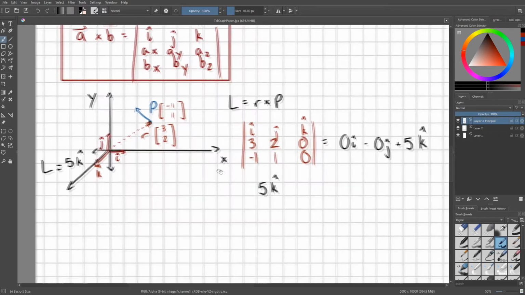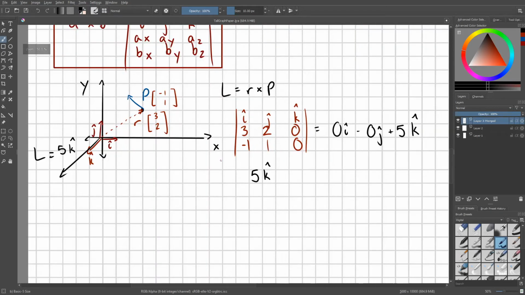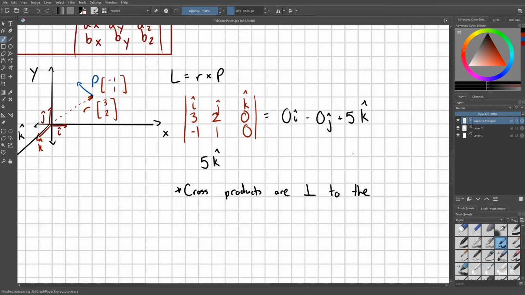So that's one property of a cross product. That cross products are perpendicular to the two vectors being multiplied together.